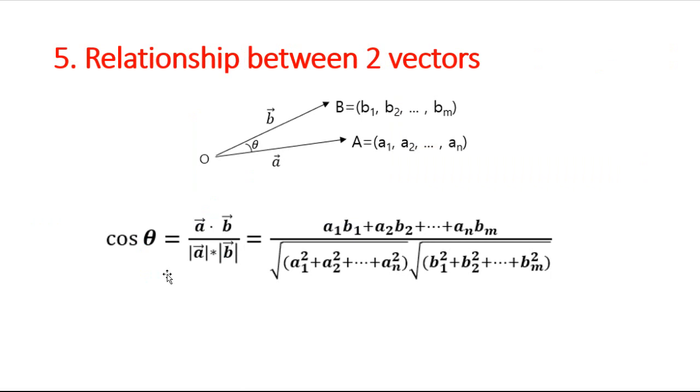Number 5, relationship between two vectors. In middle school or high school, we have learned about cosine theta. Once we define an A vector and a B vector, cosine theta can be measured by this formula. The numerator part is the inner product of two vectors, and the denominator part is the magnitude of vector A and the magnitude of vector B, and we multiply them. Then we can get cosine theta. We also can write cosine theta in this kind of form.